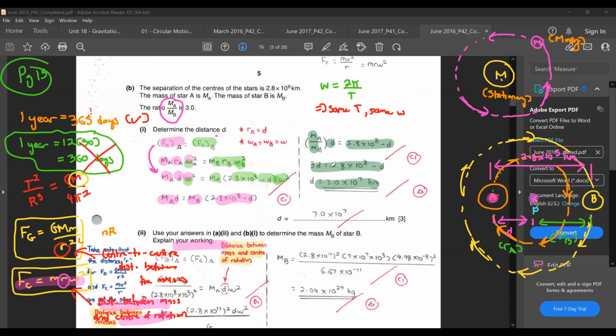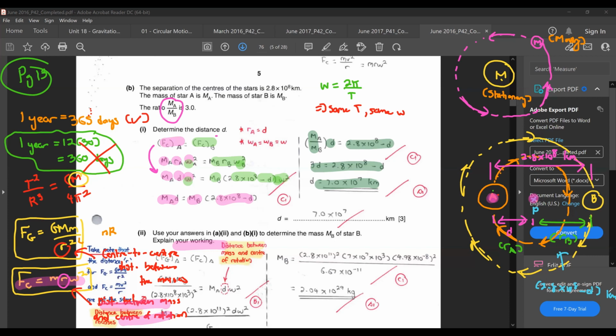Sorry, this part here I wrote wrongly. This one is not 10.5 kilometer, this one is 10.8 kilometer. My mistake. So the distance is 2.8 times 10 power 8 kilometer, and R_B should have been 2.8 times 10 power 8 minus D in kilometer.